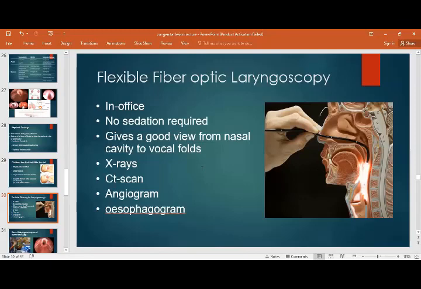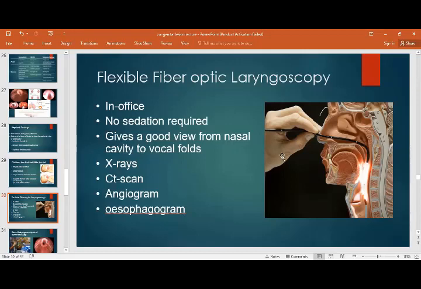The other investigations we need to get an idea about are X-rays, both the PA view, posteroanterior, as well as the lateral view. Sometimes when the anomaly is inside the larynx, or we are suspecting any complication, then we will go for a CT scan. Angiogram, of course, will give an idea about any vascular malformation. Esophagogram will show any laryngotracheoesophageal cleft or fistula; we can easily pick it up from this esophagogram.